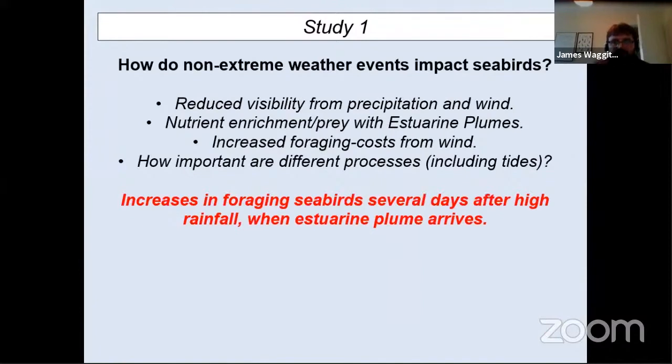And that was our conclusion from the first part of this work. So increases in foraging seabirds occurred several days after high rainfall, when the plume entered the study site. And there are various reasons why we think this could be the case. We know that the European shag in that site sometimes feed quite intensively on sand smelt, which is a fish species associated with brackish water. And it could be that the plume brings with it big schools of sand smelt. But obviously this is all speculation at this time. The main story here is that they increased in number when the plume arrived.